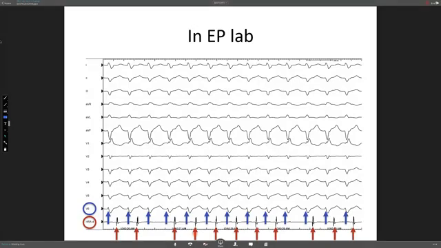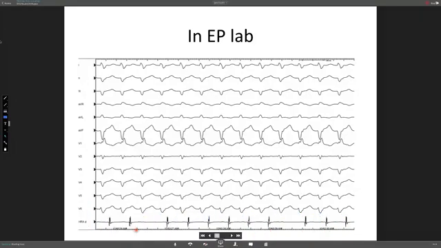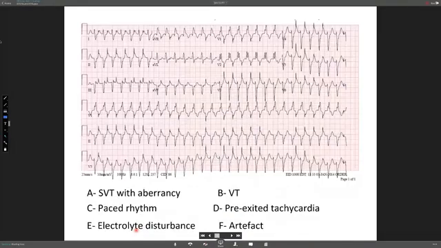So again, the topic of differentiating between VT and SVT with aberrancy is beyond the scope of this meeting, but this is just to give you a flavor of a broad complex tachycardia and how I quickly approach this case. I'll just see if there are any questions. If I go back to the ECG, there are a couple of questions.